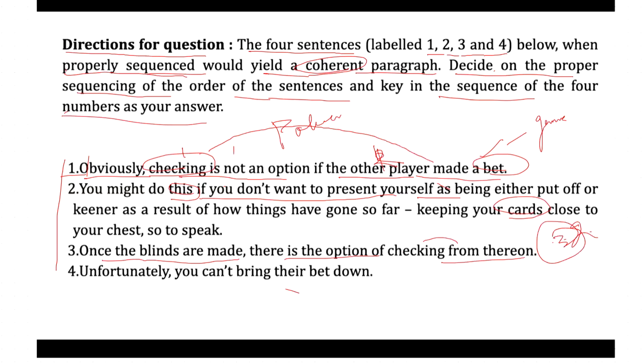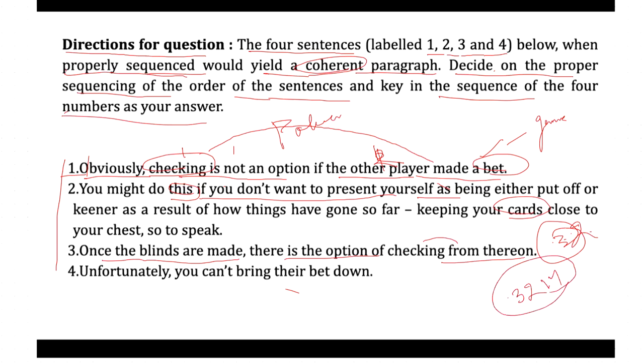Unfortunately, you can't bring that bet down. If the other player made a bet, then you can't surrender yourself or check out from there. So in that case, you can find out that 3, 2, 1, 4 would be the appropriate sequence for the text, isn't it?